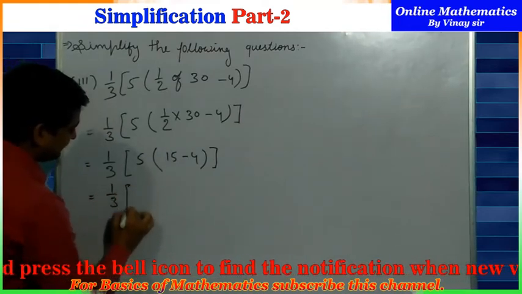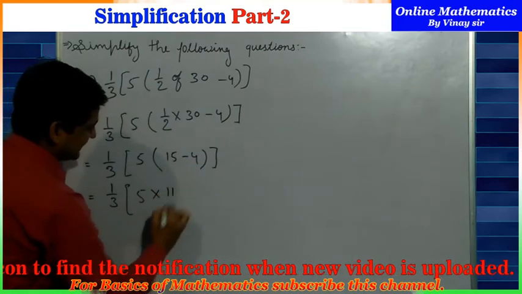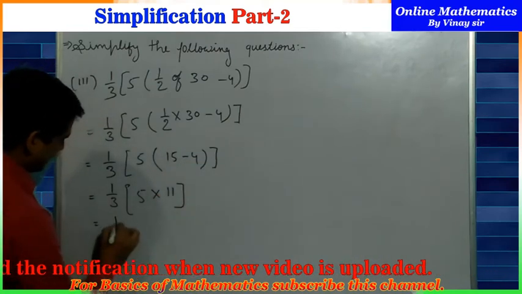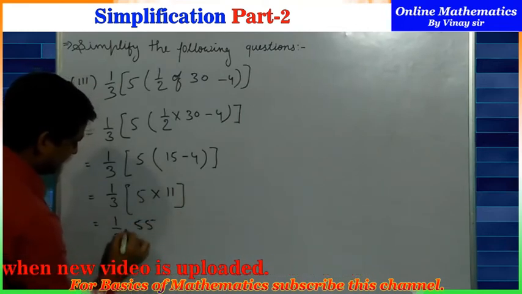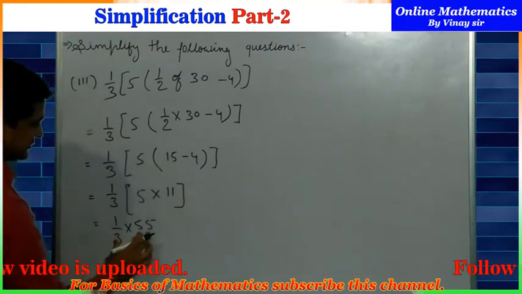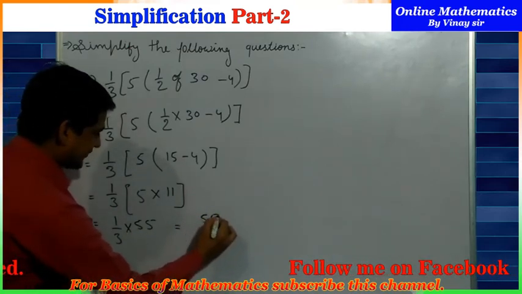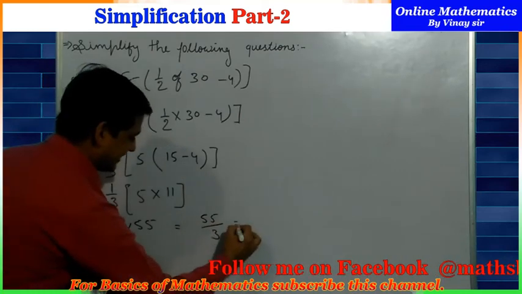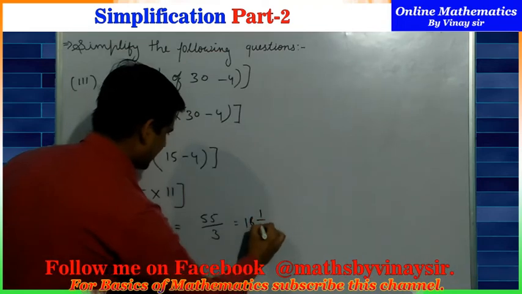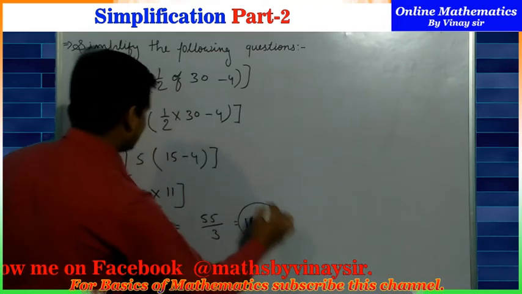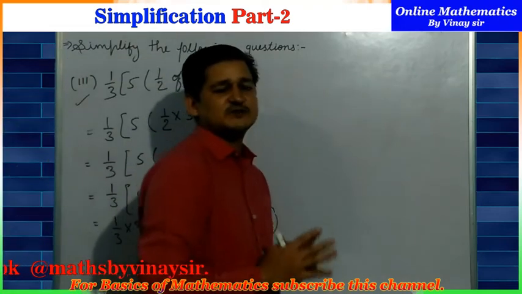1 upon 3 into 5 into 15 minus 4, we get 11. 1 upon 3 into 11 fives are 55, and we have to apply multiplication between these two numbers. When we multiply we get 55 upon 3, and when we simplify we get 18 1 upon 3. So this is the answer for this question. I hope it is clear to you all. Practice the same thing.